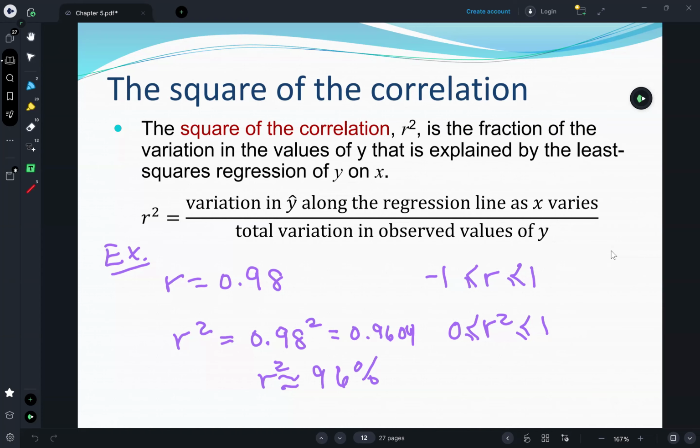We use r squared to assess the fit of the regression line. The closer r squared is to 1, the better the model. So 96% would be phenomenal. If it's close to 0, then the fit is not as good as it would be if it's closer to 100%.